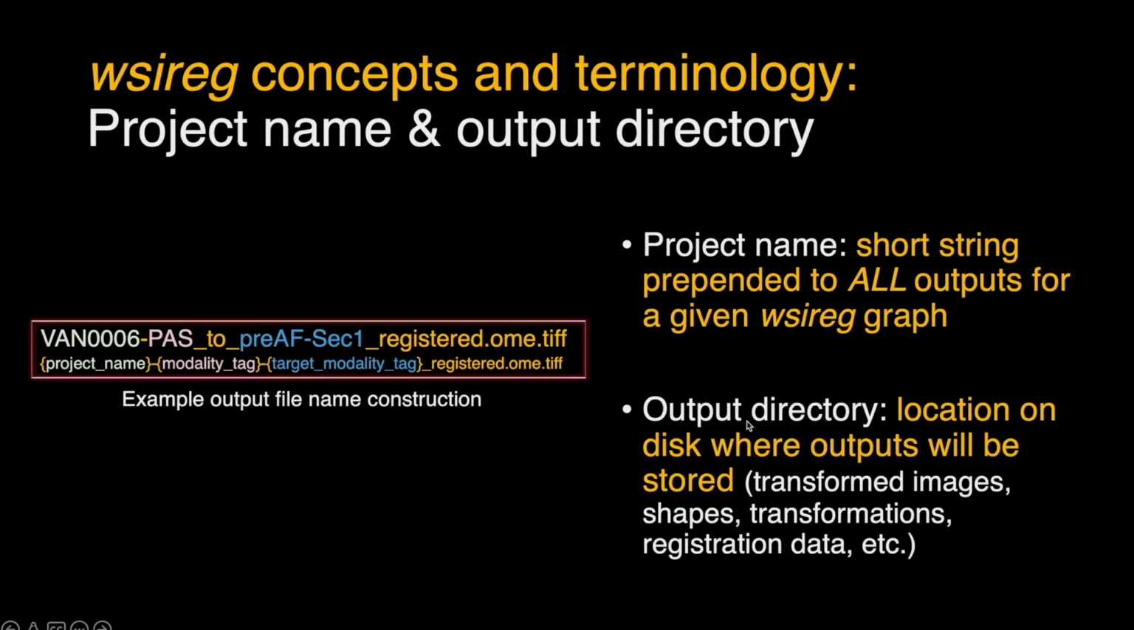Second, the output directory was probably pretty obvious. This is the location on disk where we're going to store things: transformed images, shapes, transformations, registration data. This is important because a lot of this data is always very big, so you're going to write it to disk rather than managing it all in memory. This is where the data will go after you run the process.